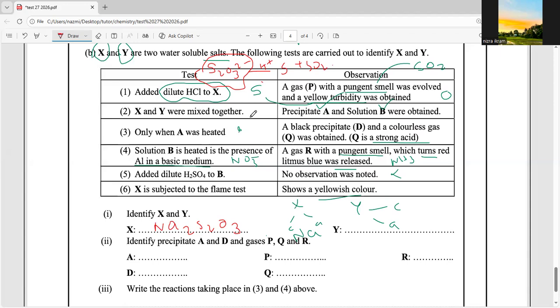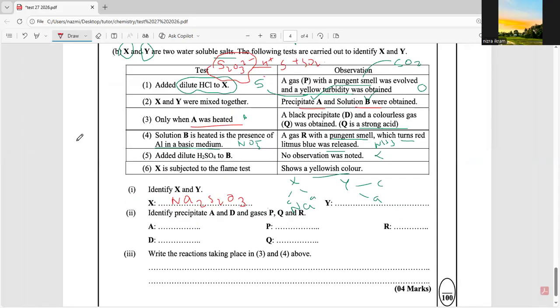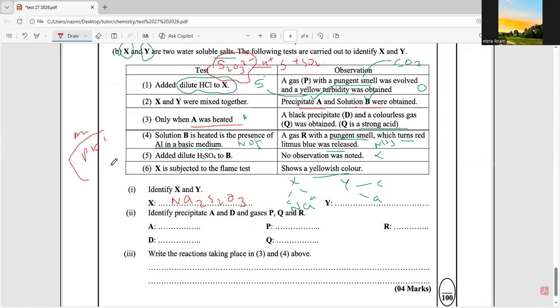Now when X and Y are mixed together, a precipitate is coming and a solution B is obtained. That precipitate, if you heat it, turns black. So when heated turning black, we have two: either it can be silver thiosulfate or lead thiosulfate. Mostly here, heated turning black means lead thiosulfate, because silver thiosulfate turns black on standing, not when heated. So lead thiosulfate means the cation in Y is lead. Then only that lead can react with the S2O3 2- of the X.